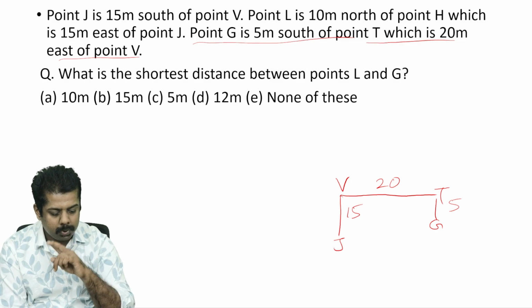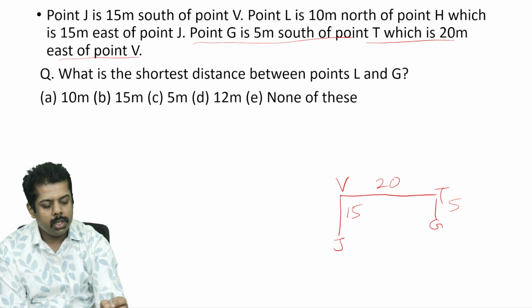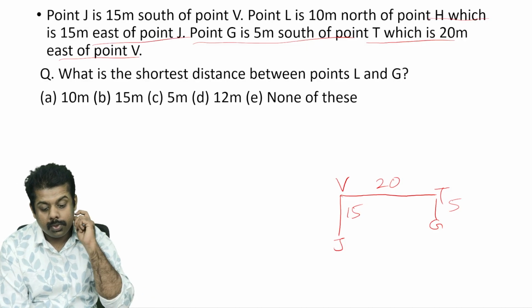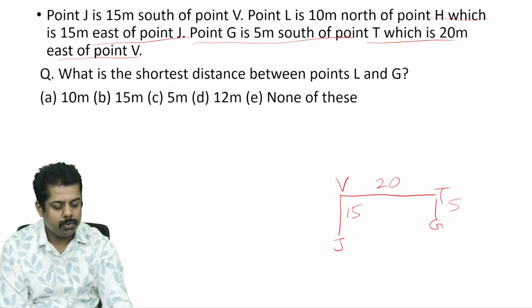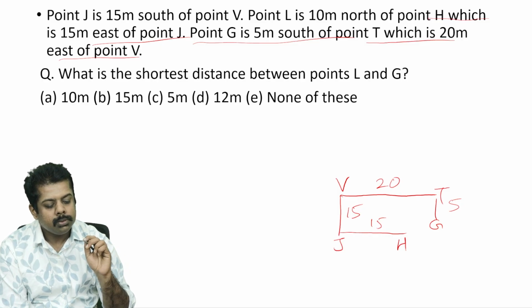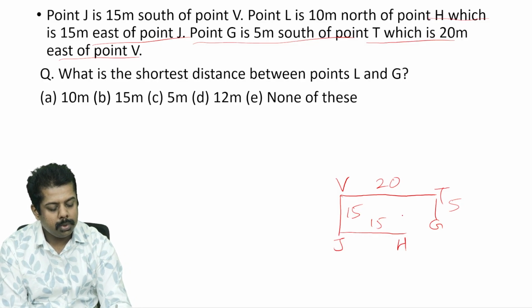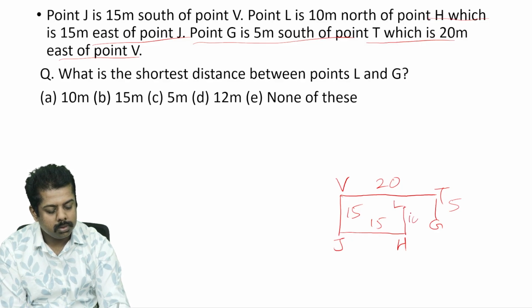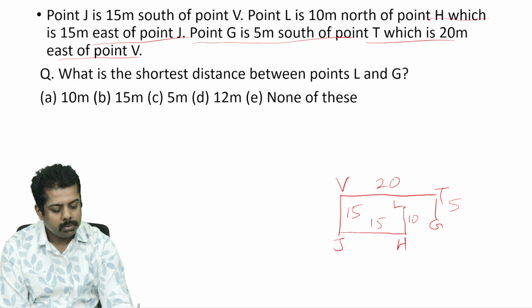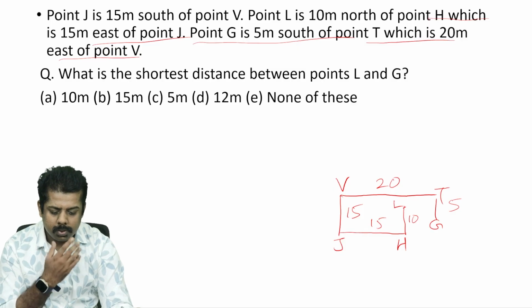Okay. L to H, a point is there. No, H to J, a point is there. H is 15 meters east of J. So H is 15 meters east of J. J 15 meters means this is 20, so you can place H here. Now L is 10 meters north of H. So L is 10 meters. Okay, yeah, so we are able to place that as well. I think almost all the points we have placed.